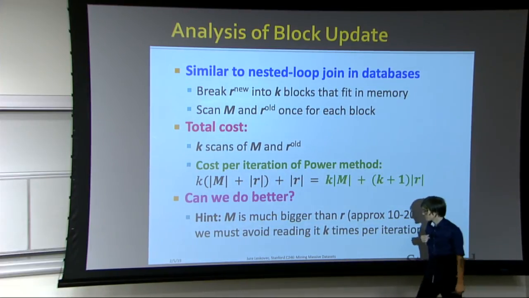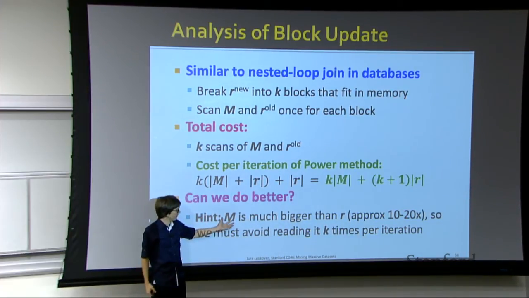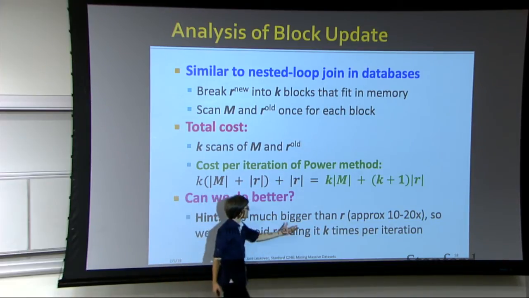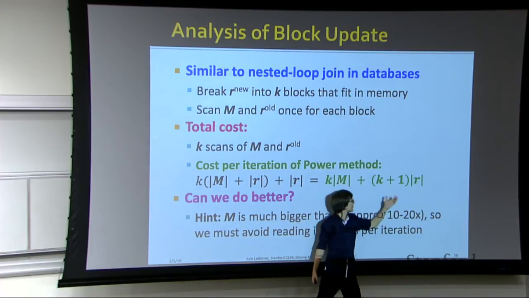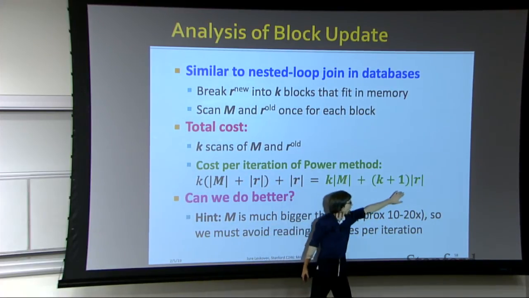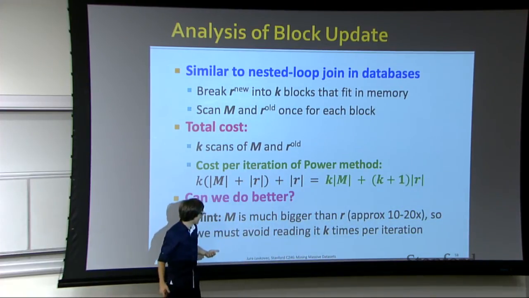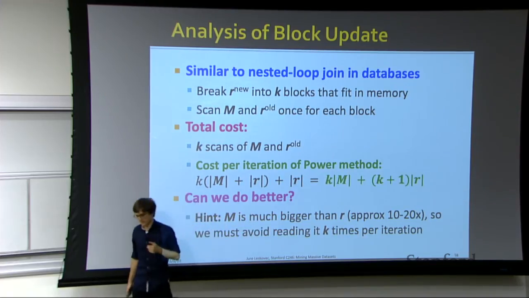Basically, because M is so big, M is much bigger than R. In some sense, what is expensive, the constant here, is much bigger than this value, right? So really, what I want to minimize is the number of passes over this guy. And this guy is much smaller, so I don't care so much about it, right? So M is, let's say, 20, 30, 50 times bigger than R, okay?